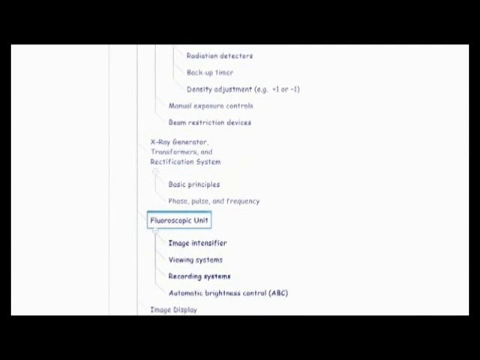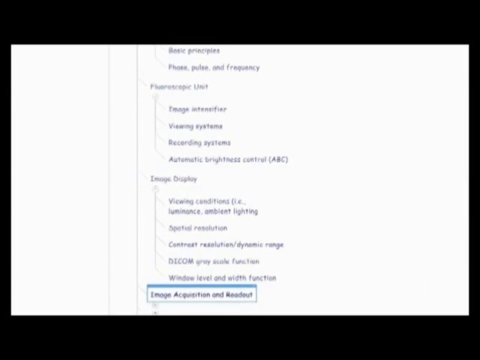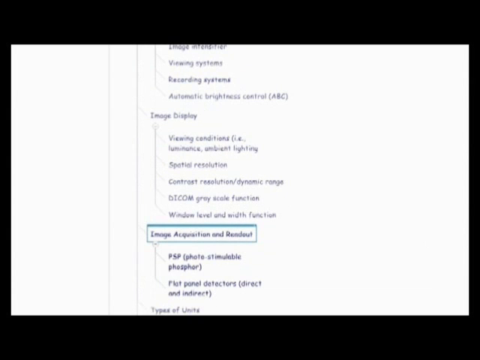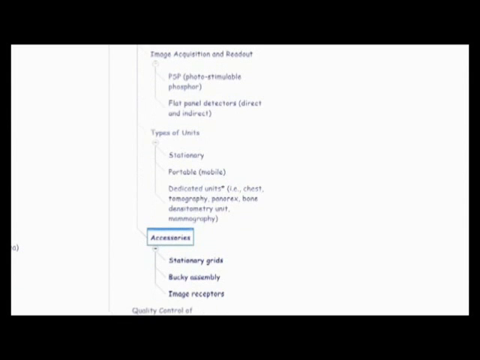There's the fluoroscopy unit, the image intensifier, the viewing system, the recording system, and the automatic brightness control, or ABC. There's the image display. There's the viewing conditions, the spatial resolution, the contrast resolution slash dynamic range. There's the DICOM grayscale function and the window level and width functions. There's also the image acquisition and readout. There's the PSP, the flat panel detectors. There's the type of units. There's stationary, portable, dedicated units. There's the accessories, the stationary grids, the Bucky assembly, the image receptors.